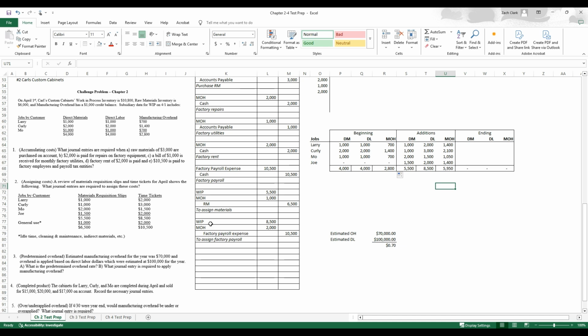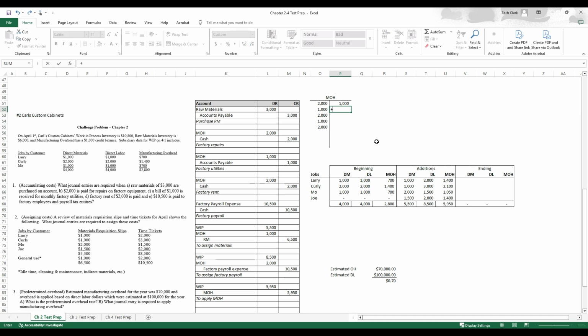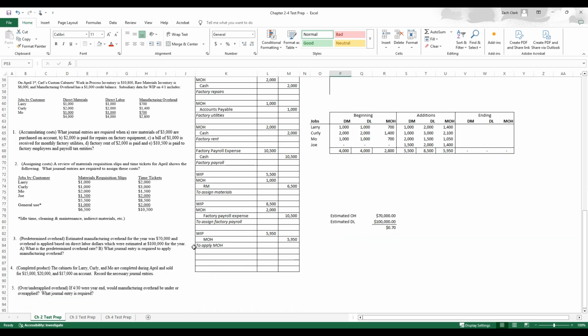So let's do our journal entry for that. I'm going to copy this. This is going to be into WIP, with manufacturing overhead as the credit. I'm just going to link over here to the 5,950, and we'll say to apply manufacturing overhead. And again, that's going to be a credit there. Okay, so we're pretty far along now.